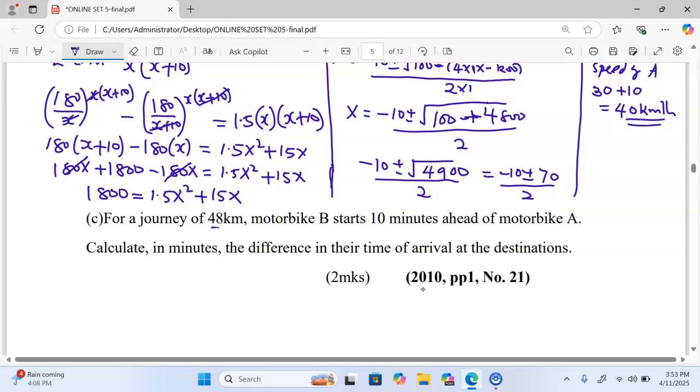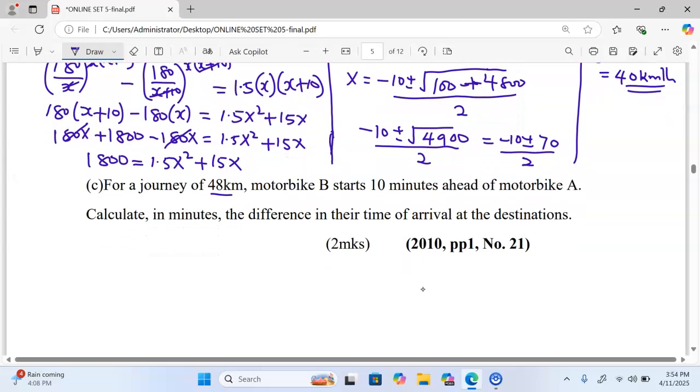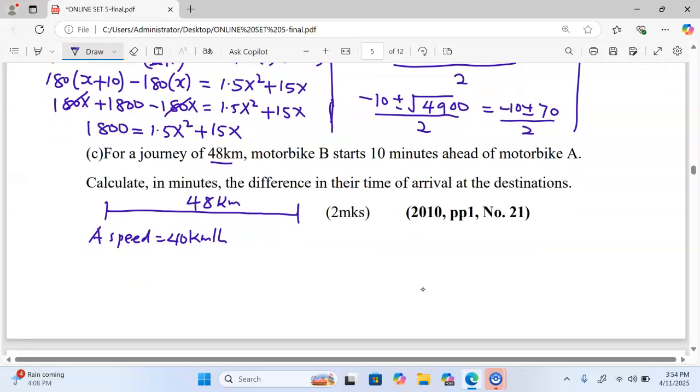For a journey of 48 kilometers, motorbike B starts 10 minutes ahead of motorbike A. Calculate in minutes the time difference of arrival at the two destinations. What we are going to do is actually have the distance to be covered by both as 48 kilometers. We know A has a speed of 40 kilometers per hour, and it is going to cover a distance of 48, and therefore we can get the time.